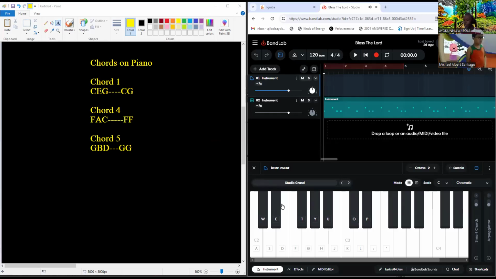Yes. So for chord 1, I said it's supposed to be these 3 notes. Can you see the 3 notes? Yes. Good. Then for chord 4, it's supposed to be these 3 notes. Can you see the 3 notes? Yes. Then for the 5th chord, it's supposed to be these 3 notes. Can you see them?